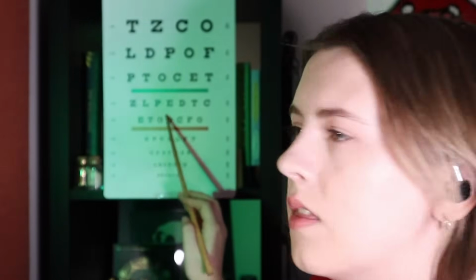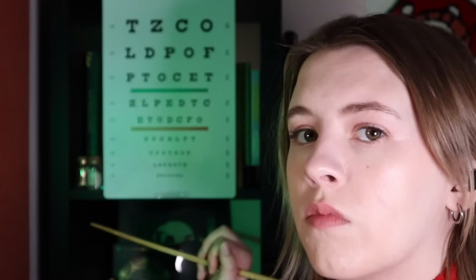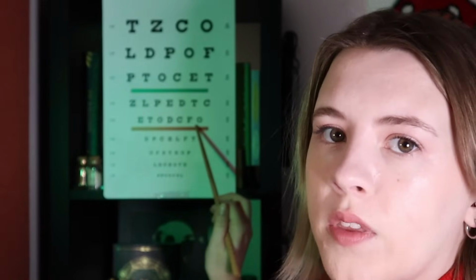Okay. Are you able to read any of the letters on this line? Okay, so it's getting a bit difficult. Okay, let's try this letter here. Are you able to read it? This one right here? Okay. And what about this one on the end? Can you tell what that is? Okay, very good. Thank you. Perfect. Moving on.